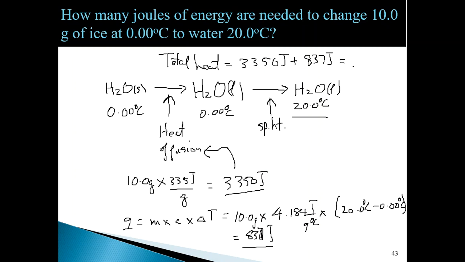And when I work that out, 3350 plus 837, the answer I get here, when rounded off to the 10th place, would be 4190 joules. So this should be 1 right here. So this would be the answer right here, all right? So that's how we do a problem of this type.